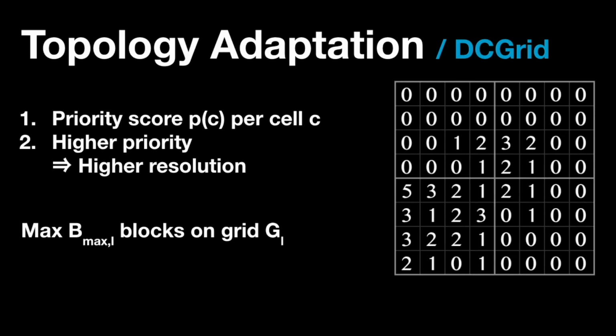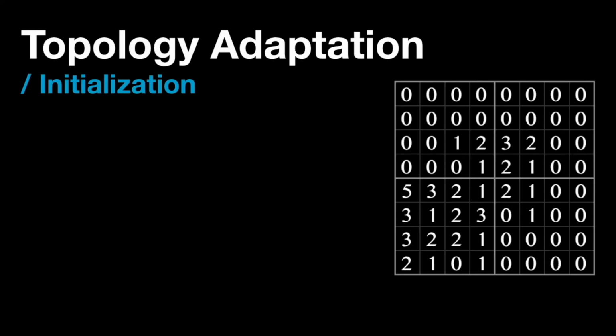Our optimization criterion is now as follows. We want cells with higher priority scores to have a higher resolution. However, we can only assign a maximum number of blocks on each of the grids in the grid hierarchy. And our algorithm approaches this optimization criterion in two phases. First, there's the initialization phase. Here, we allocate the cells on the grids for which the block limit is sufficiently high such that they can be densely allocated. And then we repeat the following.